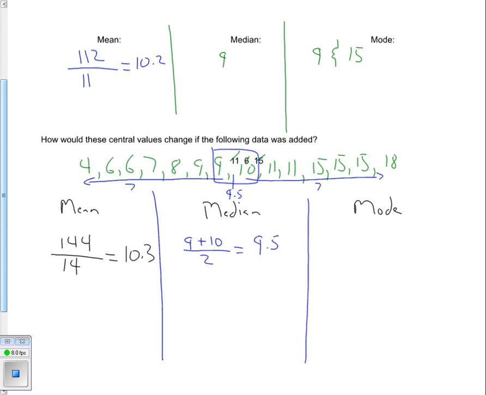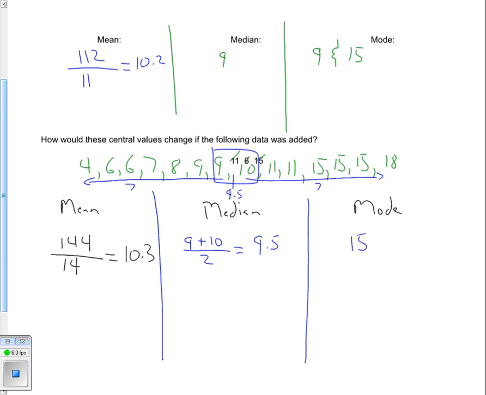And then finally, I want to figure out what my mode is going to be. And originally, we had 2 modes. We had 9 and we had 15. And now if I look, I have 2 6s, I have 2 9s, I have 2 11s, but I have 3 15s. And mode is always the number that shows up the most. So because there's 3 15s, 15 is now the new mode.